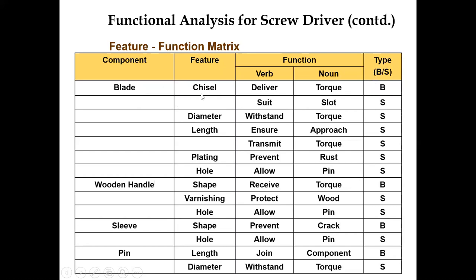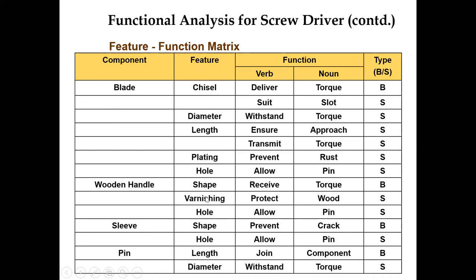Say for example, the basic function of a blade is to deliver torque, and the basic function of a handle is to receive torque. The basic function will vary from individual part to subparts, but the overall basic function is what we need to see and put in the FAST diagram.